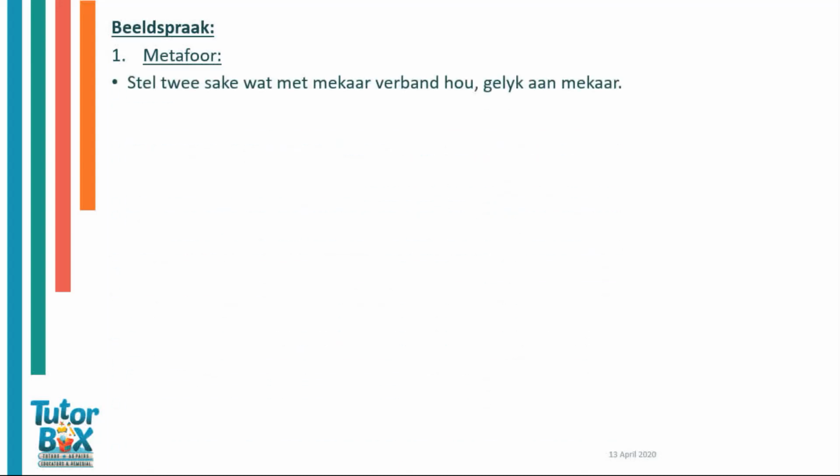Stel twee sake wat met mekaar verband hou gelyk aan mekaar. Okay, so they're taking two things and combining them to say they are the same. Okay, but these words are not used when you use a metaphor. Soos, nes en net soos. Okay, so you don't use soos, nes en net soos.